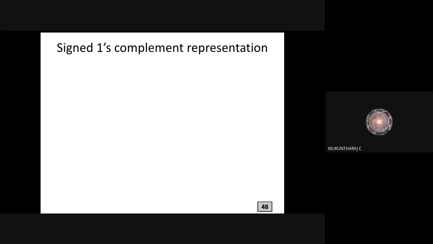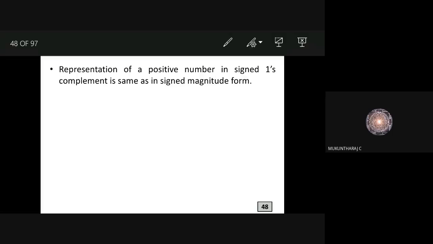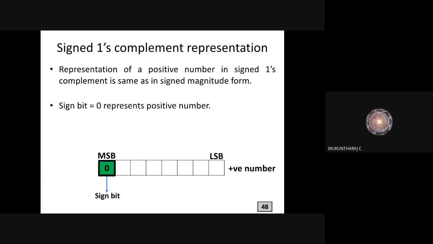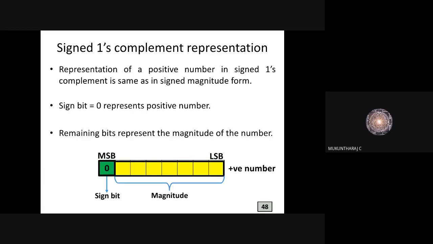So in the case of signed ones complement representation, the representation of the positive number is the same as in sign magnitude. How we represented in sign magnitude, the same way we are going to represent the positive number. As far as positive numbers are concerned, there is no worry. The same convention we are going to use: MSB sign bit 0 means positive, and the remaining we will keep the same as magnitude. If 1 is put here, it becomes a negative number. We cannot use this method for that.